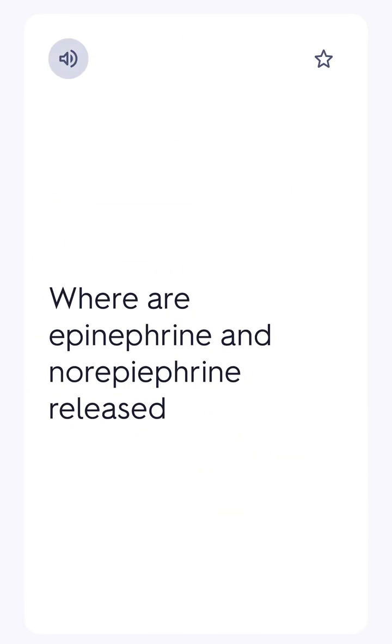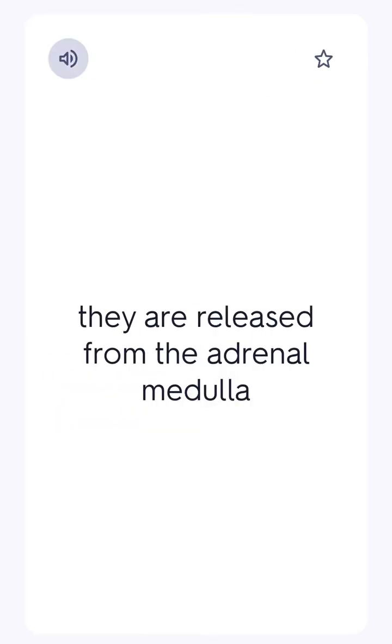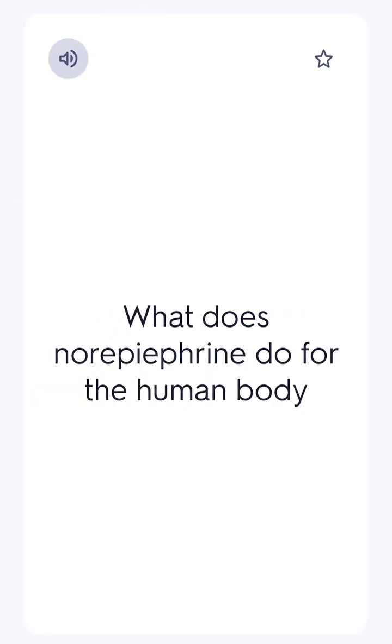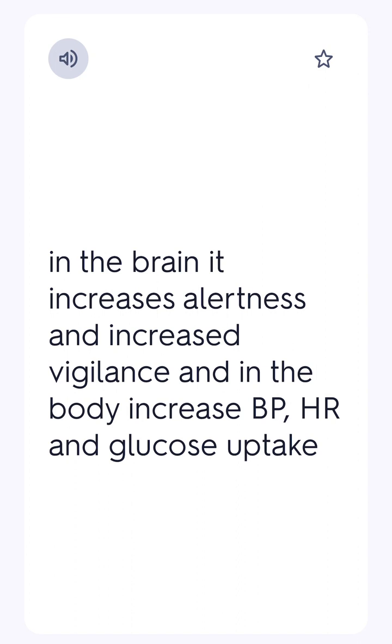Where are epinephrine and norepinephrine released? They are released from the adrenal medulla. What does norepinephrine do for the human body? In the brain it increases alertness and vigilance, and in the body it increases BP, HR, and glucose uptake.